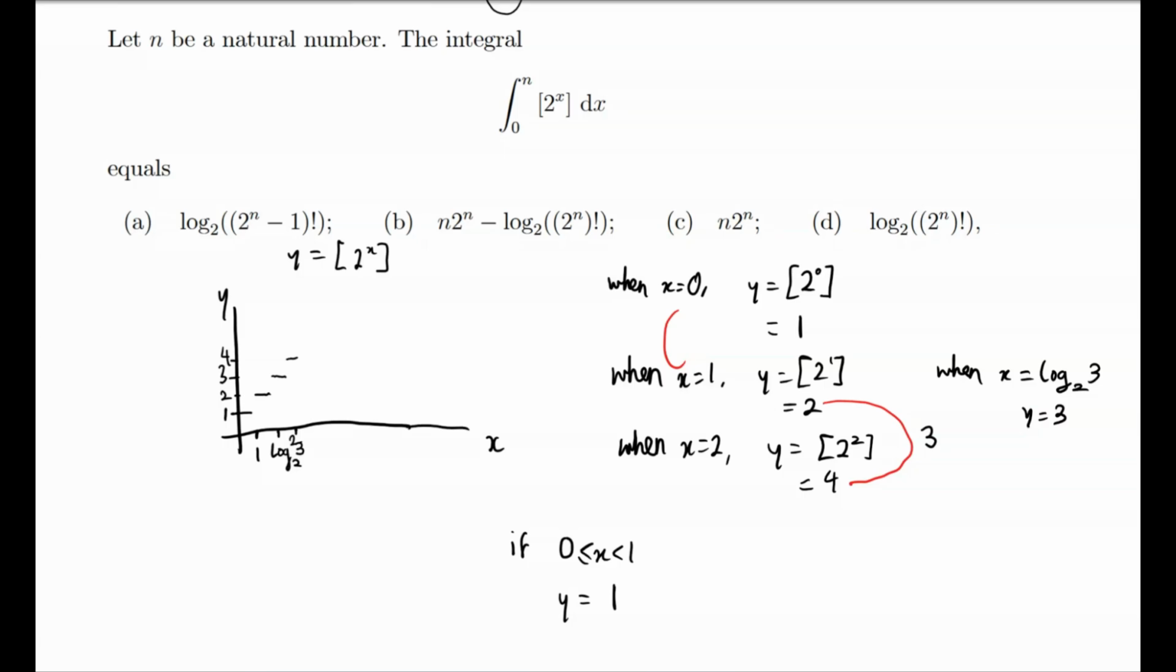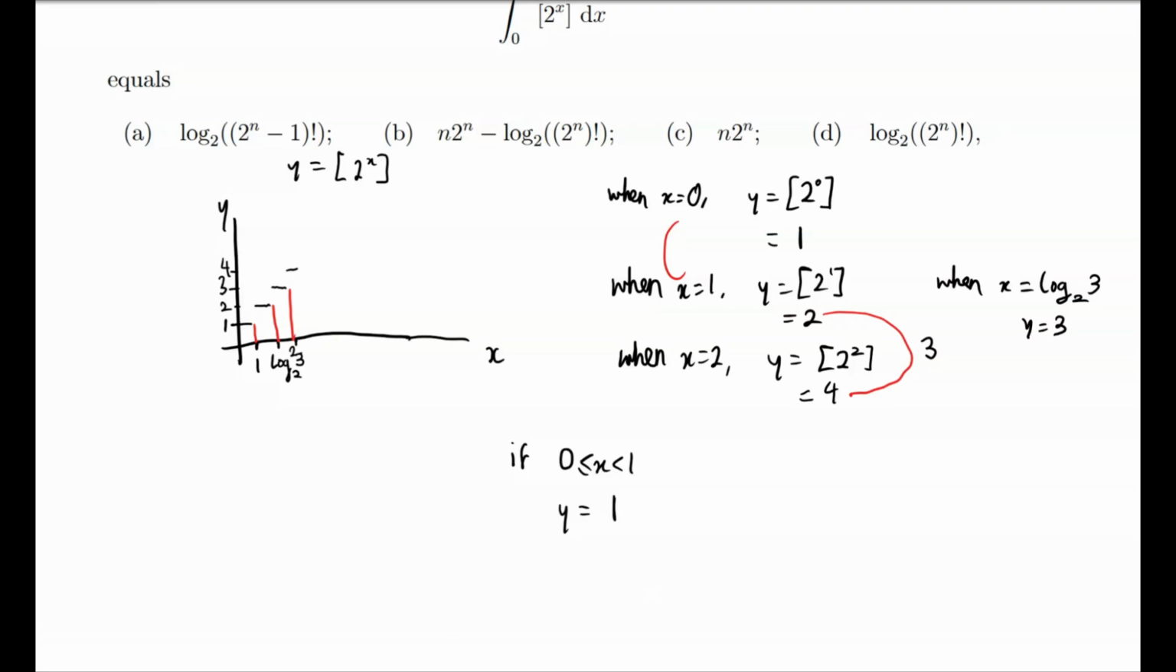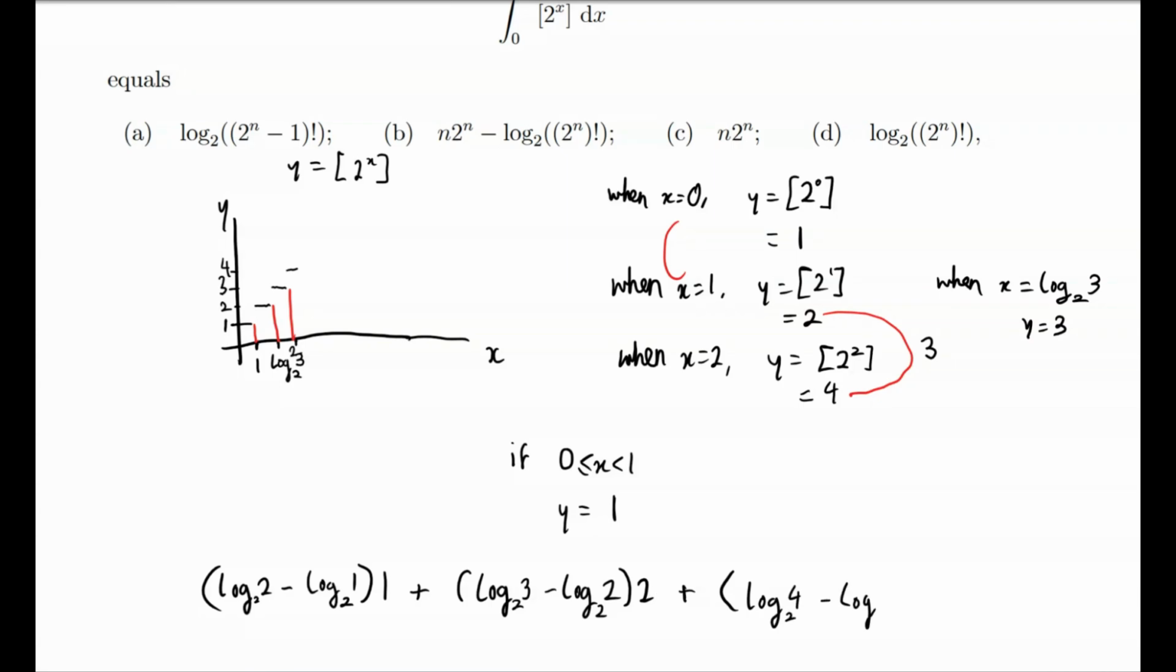And to evaluate the integral, we can consider these rectangles here. So the width of the first rectangle is going to be 1 minus 0, but it's going to be more convenient to write it as log 2 minus log 1, and then the height of it is 1. The width of the second rectangle is going to be log 3 minus 1, but we're going to write it as log 3 minus log 2, and the height is 2, followed by the third rectangle having width log 4 minus log 3 with a height of 3.